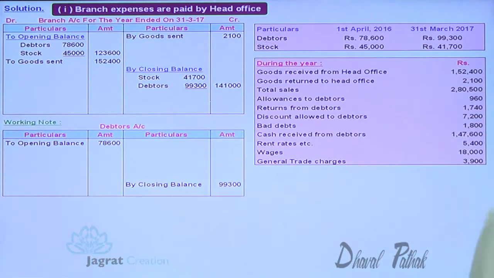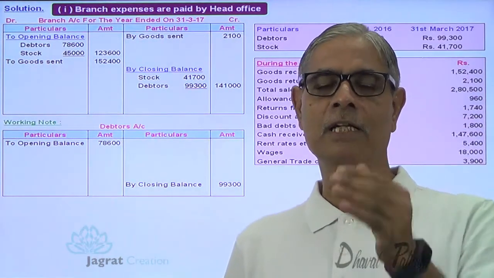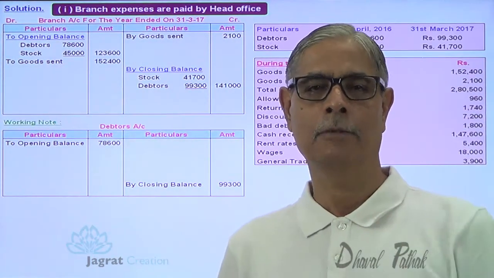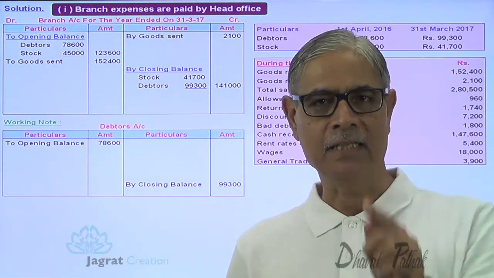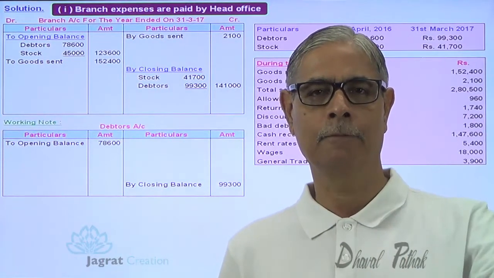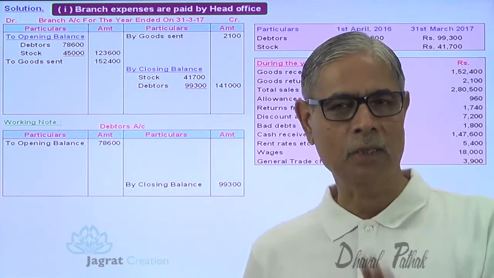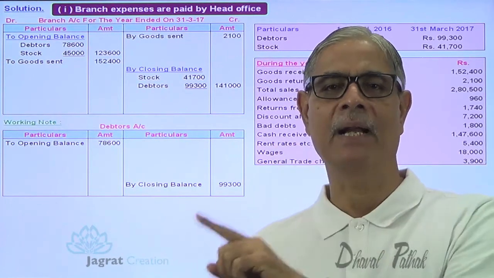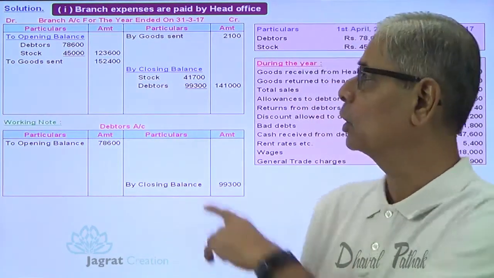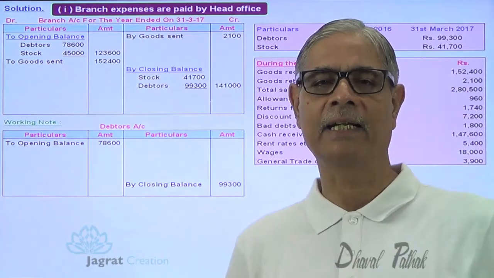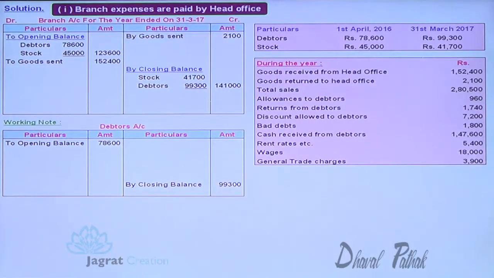Now total sales. Goods are sold by the branch to the customer. It is a transaction between branch and customer. Total sales is not a transaction between HO and branch. So I am not going to record total sales in this branch account that I have prepared here before you.